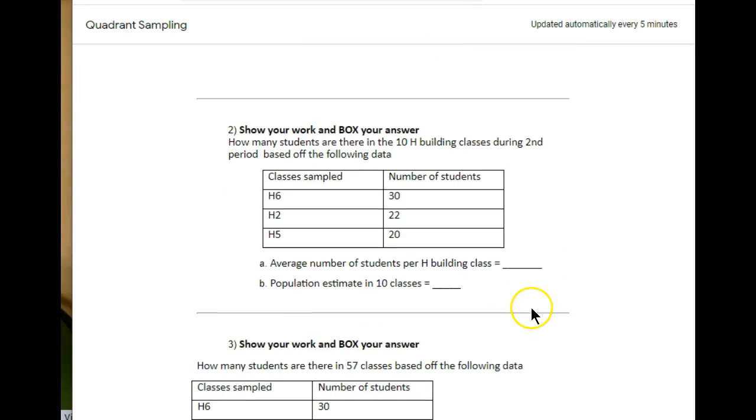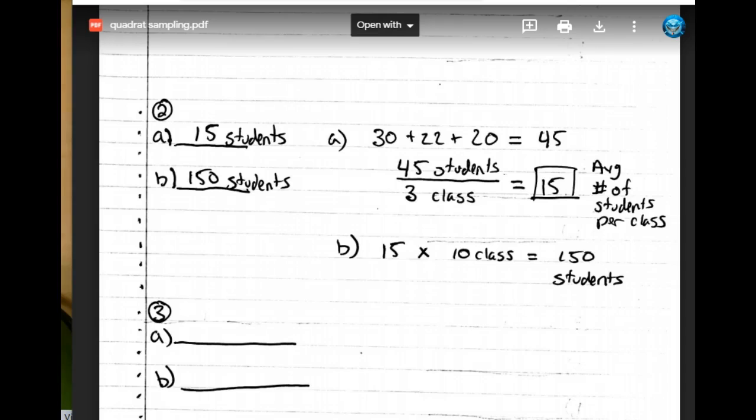All right, so let's look at this. How many students are there in 10 H-building classes during second period based off the data? Again, we don't want to measure all 10 classes. So we go to H6, H2, and H5, and we count how many students there are. First off, what's the average number? And what is the population estimate based on those 10 classes?